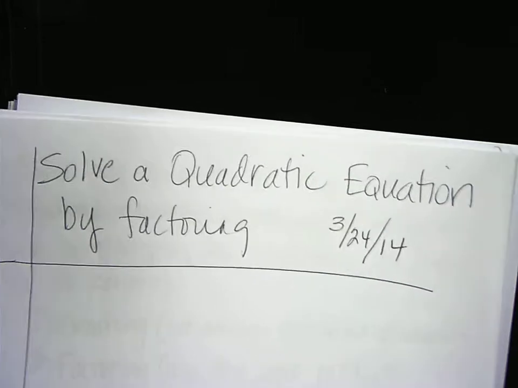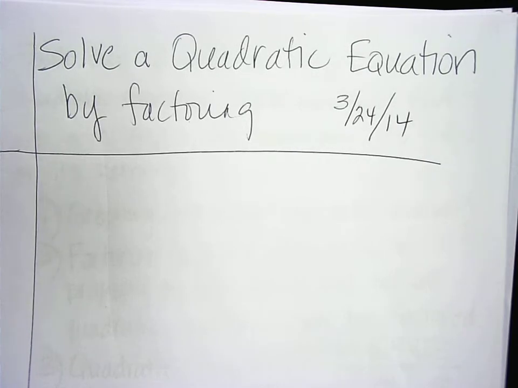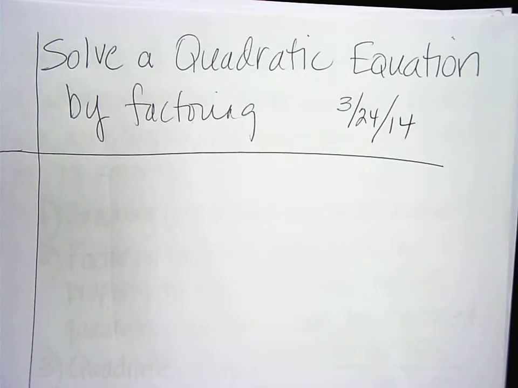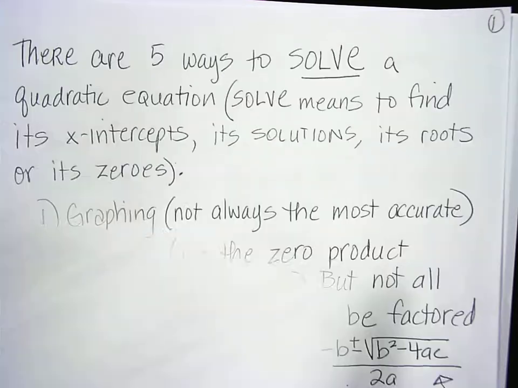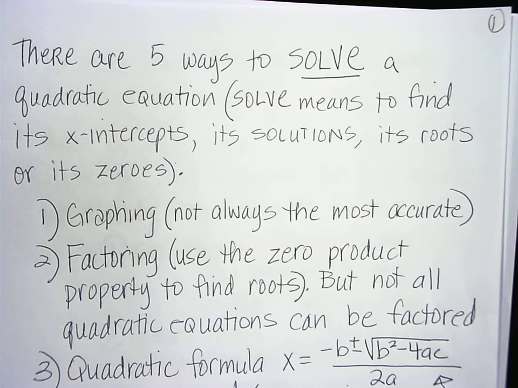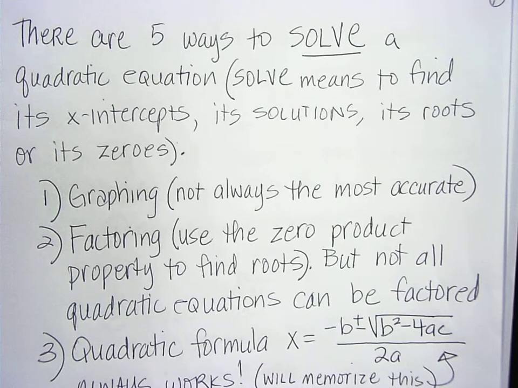Okay, we're going to solve a quadratic equation by factoring. Today's date is 3/24. I'm going to show these notes up here, and I'm going to have the sub pause occasionally so you can fill in your notes. There are 5 ways to solve a quadratic equation. Solve means to find its x-intercepts, its solutions, its roots, or its zeros.